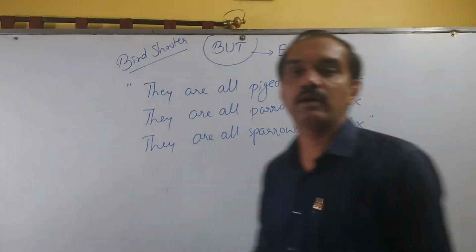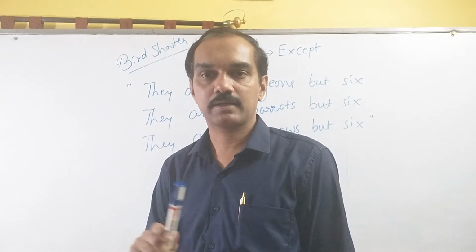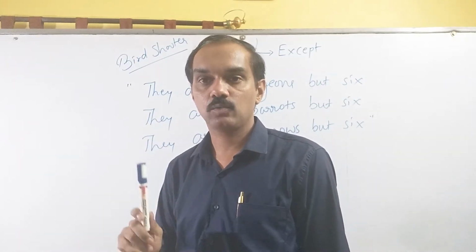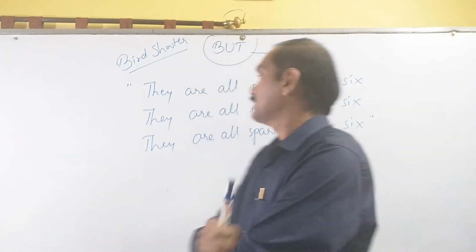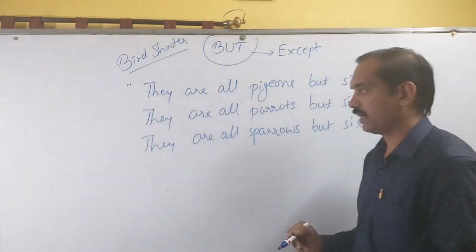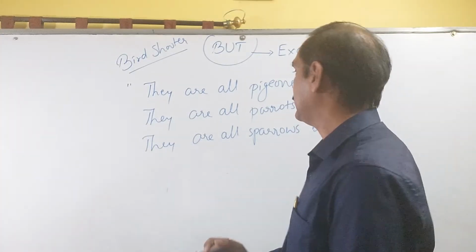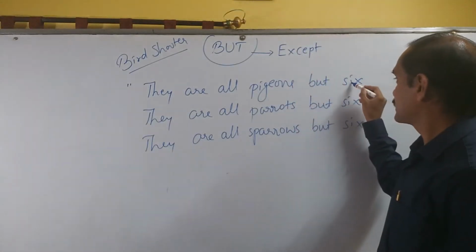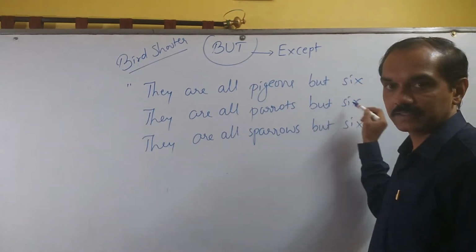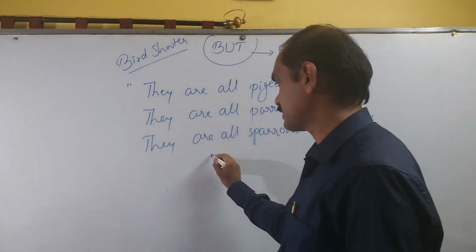Here the crucial word is the word but. How to manage the word but? So coming to the trick part, the trick is: 6 but 6 but 6 but 6. First write 6.